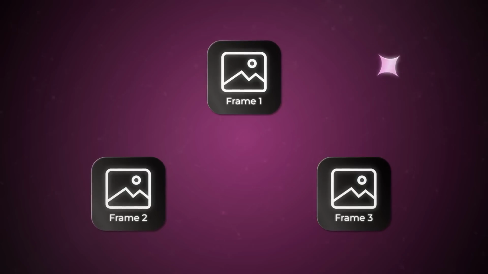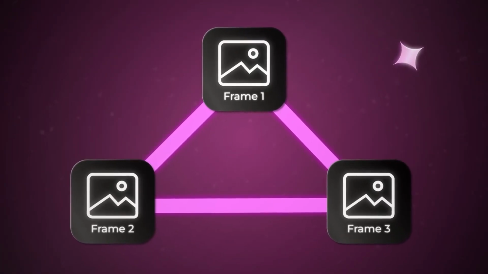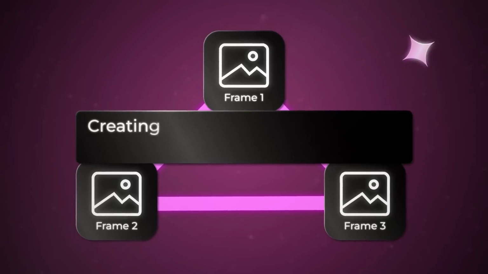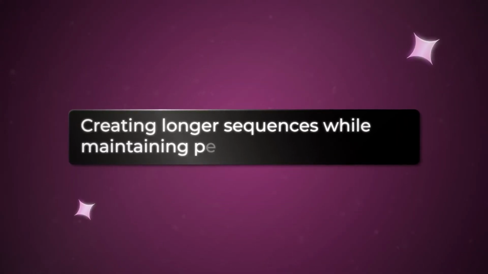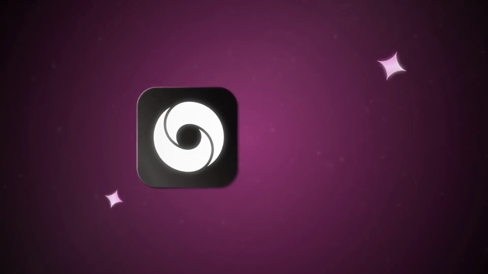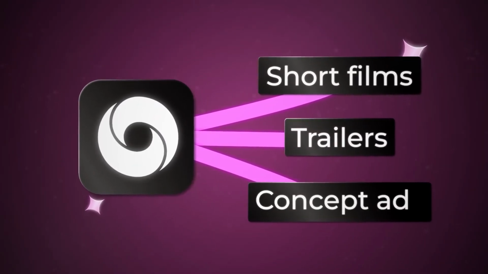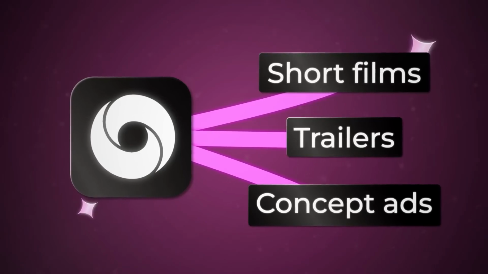You can essentially chain multiple generations together by using the end frame of one video as the start frame of the next, creating longer sequences while maintaining perfect visual continuity. Veo 3.1 is built for cinematic level visuals. It's the kind of tool you reach for when you're working on high-end projects like short films, trailers, concept ads, or anything where visual quality actually matters.